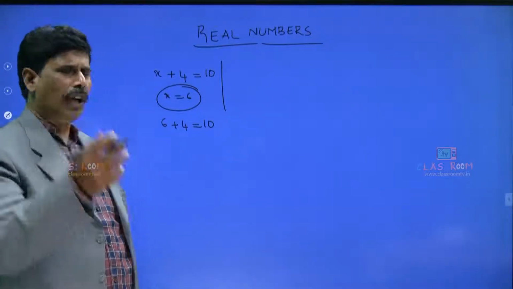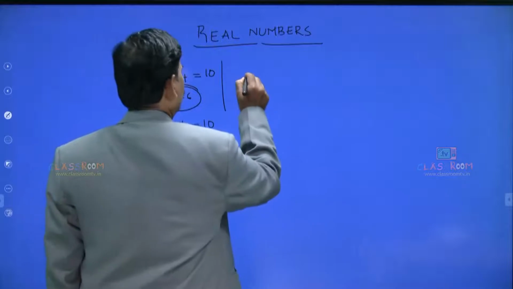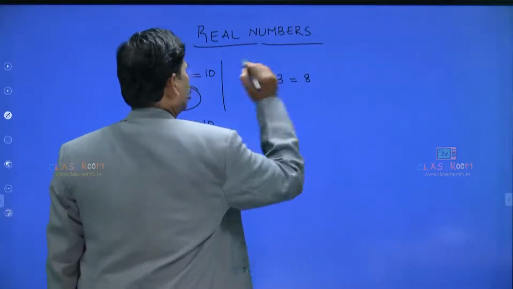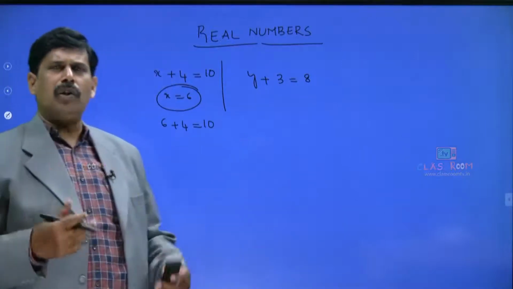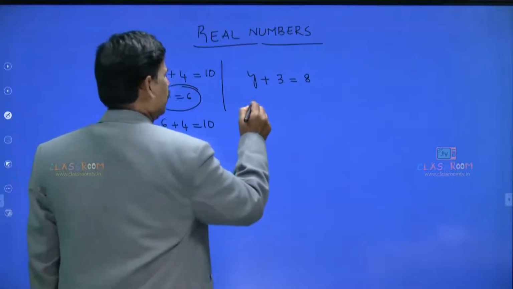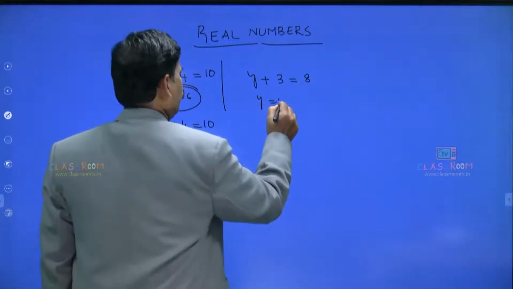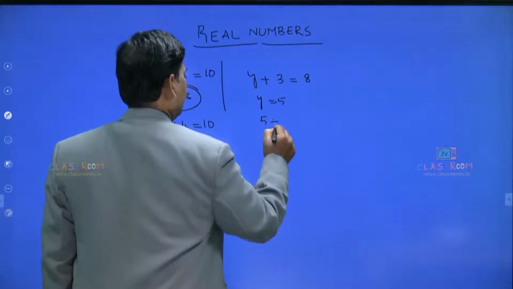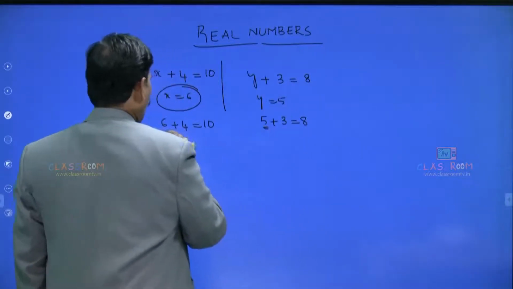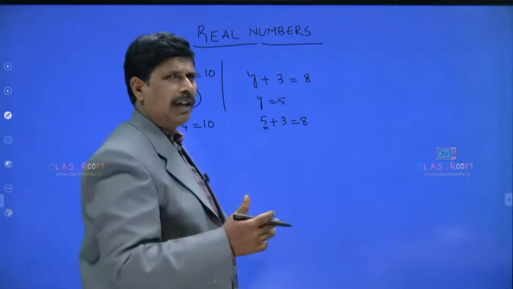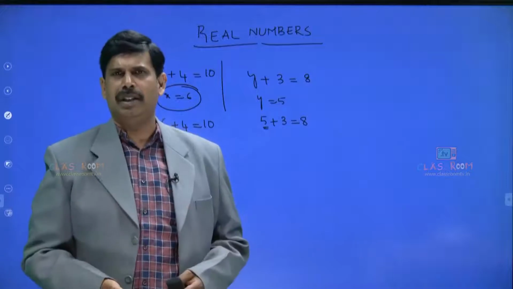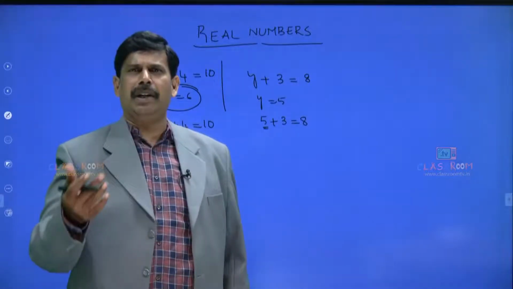Okay, let us have one more example. Suppose the other one is given as y plus 3 is equal to 8. Now what value of y will satisfy this equation? It is obviously y equal to 5, so that you get 5 plus 3, that is equal to 8. So whether it is 5 or 6 or any other simple equation, the solutions are counting numbers like 1, 2, 3 and so on.